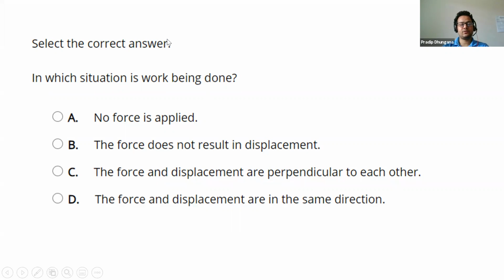I'll give you some time to read this problem, and you can answer this question first, and later I'll answer it. Let me launch the poll, and I'll encourage everybody to participate. In which situation is work being done? You have 4 different options, so based on your understanding of work, choose one of the options.